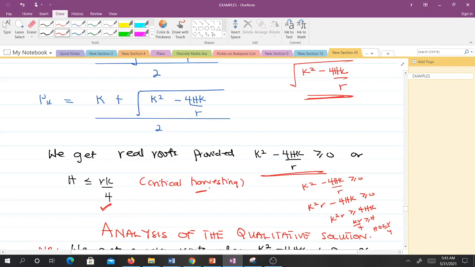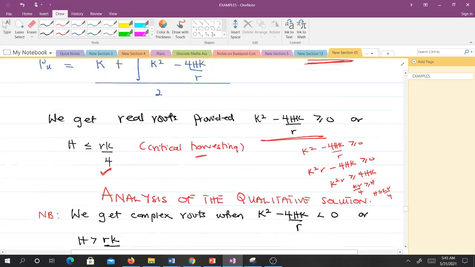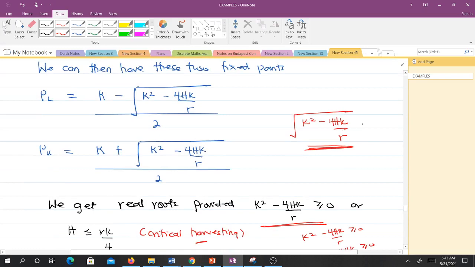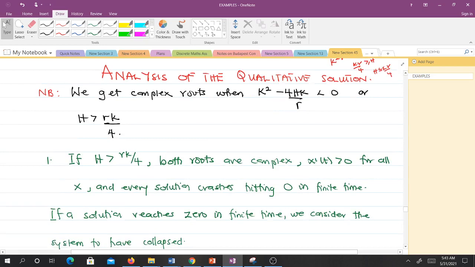So with the fixed points that we had, we only get real roots provided k squared minus 4hk over r is greater than or equal to 0, or h is less than or equal to rk on 4. So now let's take the analysis of the qualitative solution. We get complex roots when k squared minus 4hk over r is less than 0, or when h is greater than rk on 4. I hope you understand that. So if this thing here is less than 0, then we'll get complex roots. So one, if h is greater than rk on 4, then both roots are complex.